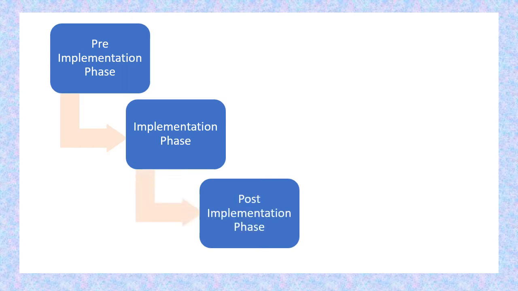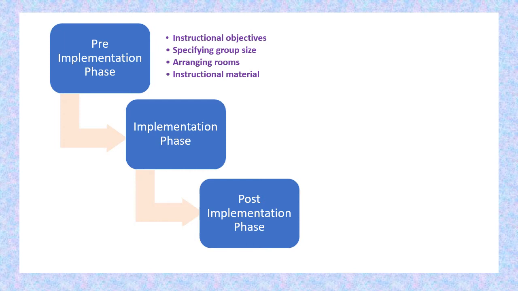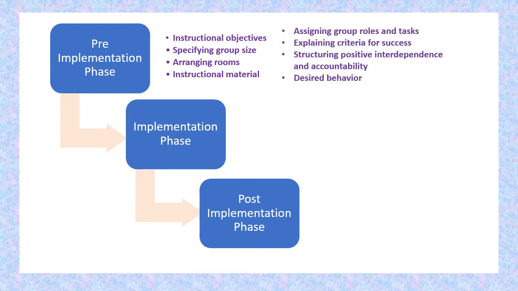There are three phases of implementation of cooperative learning. First is pre-implementation phase, second is implementation phase, and third is post-implementation phase. After deciding to implement cooperative learning, the biggest challenge is at pre-implementation phase, which includes planning and readying the classroom and students for cooperative learning. First phase, that is pre-implementation phase, includes all these things.